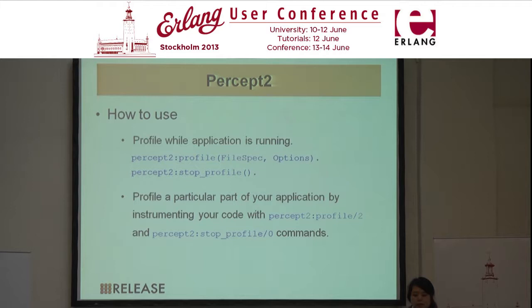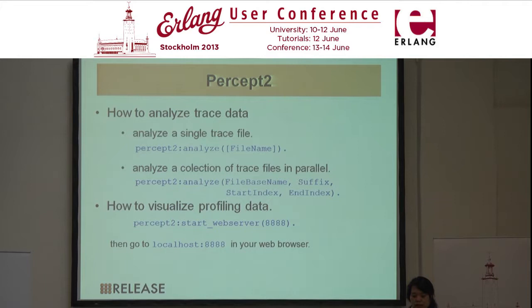These are the commands for starting Percept. Once you have run your application, you have the trace data there, so you use Percept to analyze your data. This function takes a list of files. If you wrote the trace data into a single file, just provide a single file name. Otherwise, Percept can analyze multiple files in parallel. After the analysis, Percept creates a database storing all the trace information needed. And then you start the web server, so you can see the slides I showed you before in the web interface.